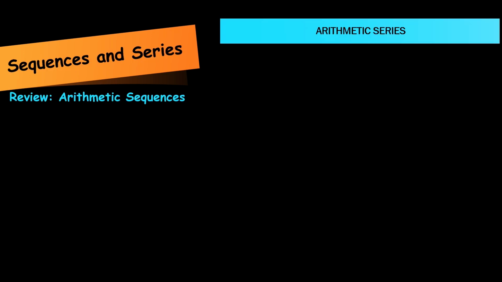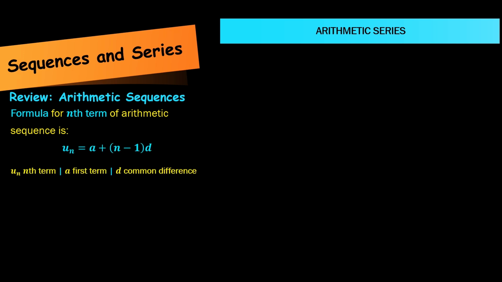Before we take a look at arithmetic series, let's review arithmetic sequences. The formula for the nth term of an arithmetic sequence is u subscript n equals a plus n minus 1 times d. Here, u subscript n is the nth term, a is the first term of the sequence, and d is the common difference. So let's take a look at an example.